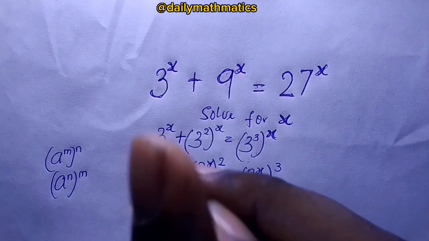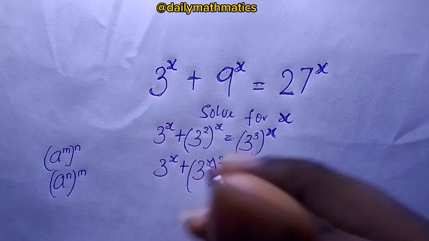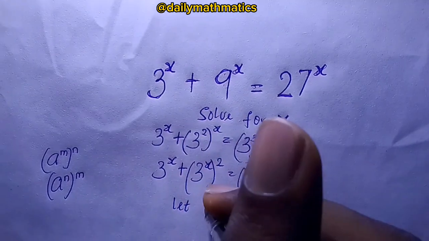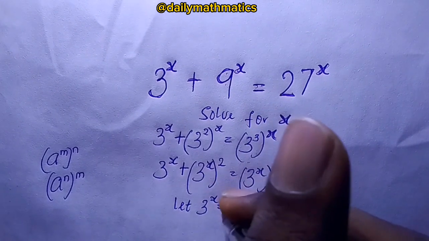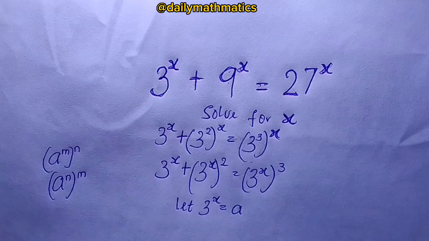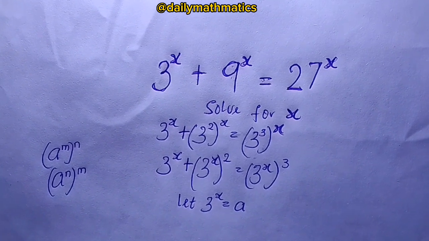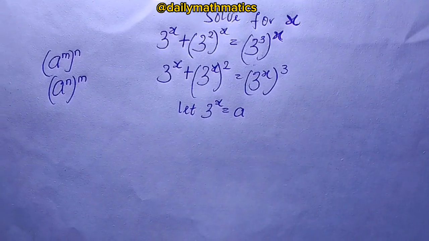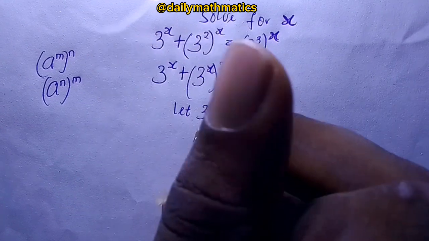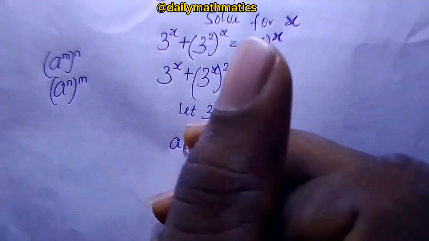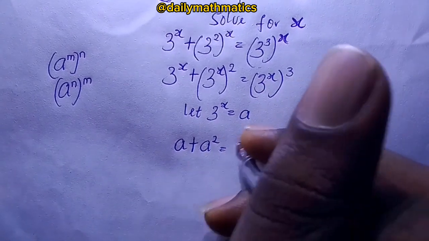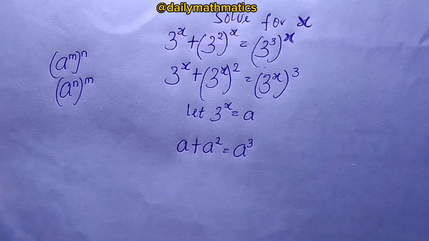So from here we have this common, 3 raised to the power x common, so we can say let 3 raised to the power x equals a or b or c, any letter you want to use for it. And so we have a, because 3 raised to the power x is a, plus a squared equals a cube. Can you see that?